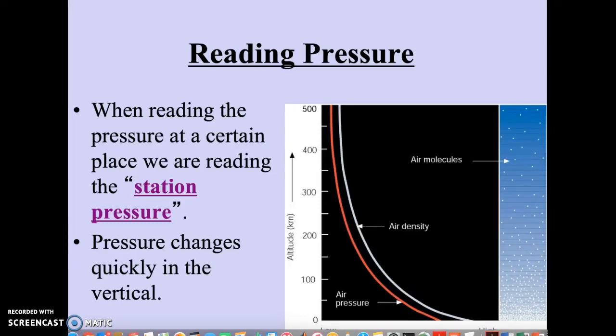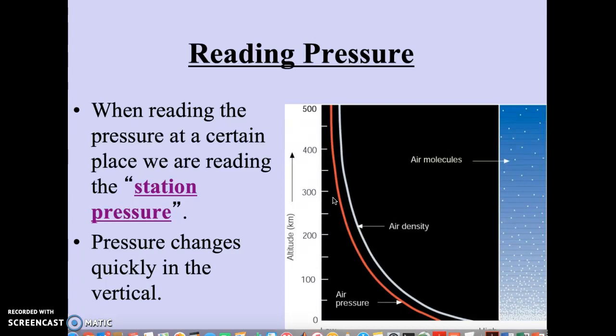When we take a pressure measurement with a mercury barometer, or really any type of barometer, we're taking what's called the station pressure, as you can see here. And this is useful in some ways, but when we are thinking about it in terms of comparing with other locations, we need to adjust it because, as you can see in this graph, the air pressure changes very rapidly in the vertical, much more than it changes in the horizontal.